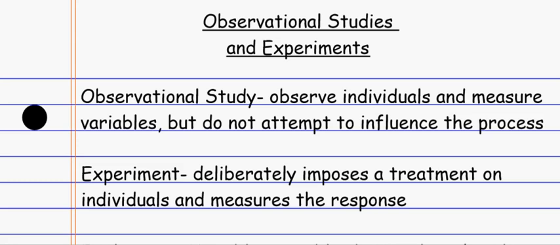So the first thing here is let's look at the difference between these two things. An observational study is when we observe individuals and measure the variables, okay? We don't attempt to influence the results in any way, shape, or form, okay? And that's slightly different from an experiment. With an experiment, we're deliberately imposing a treatment. In other words, we're trying something, we're having those individuals do something or take something or participate in something, and then measuring the response to that thing that we're having them do, okay?